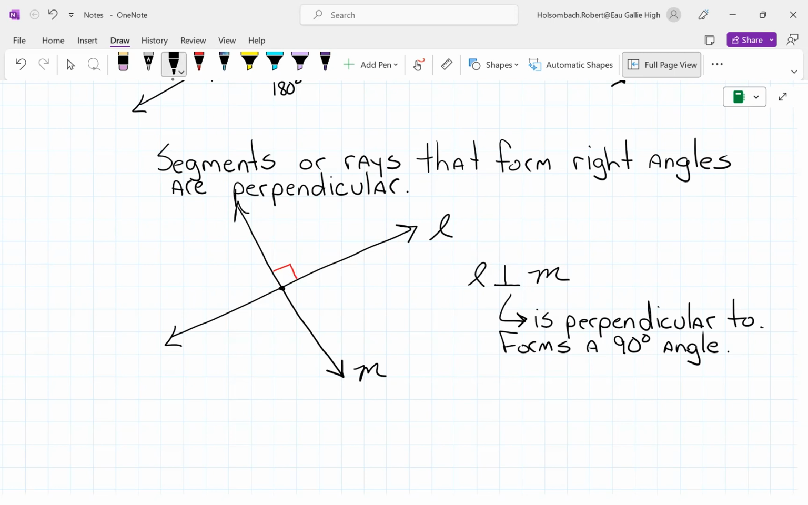So now this symbol kind of just added another meaning to itself. That half of a red box means that the two rays form a 90-degree angle, or in this case, the two lines form a 90-degree angle. It means that the lines are perpendicular to each other. All right. And when we use the term right angles, a right angle is a 90-degree angle.